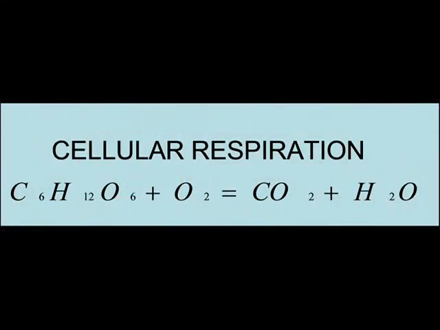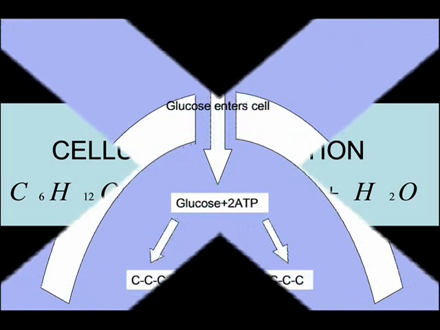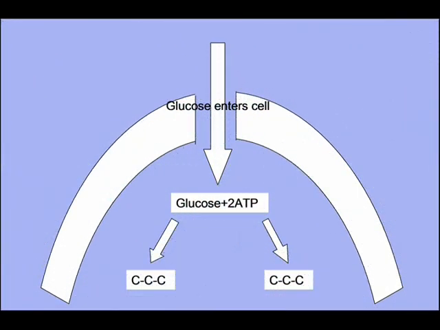In a process called cellular respiration, glucose and oxygen are taken in, and carbon dioxide and water are given off. The glucose enters the cell through facilitated diffusion, and then with 2 ATP, it's broken down into 2 carbon chains, or pyruvates. These pyruvates can go through 2 processes, aerobic or anaerobic respiration. In aerobic respiration, the most energy is created.